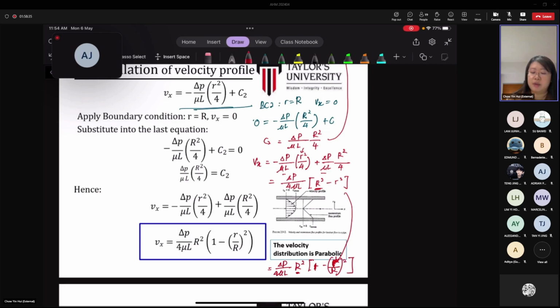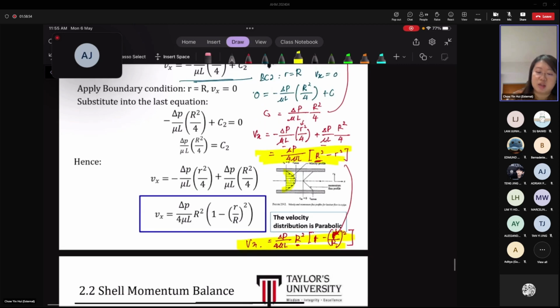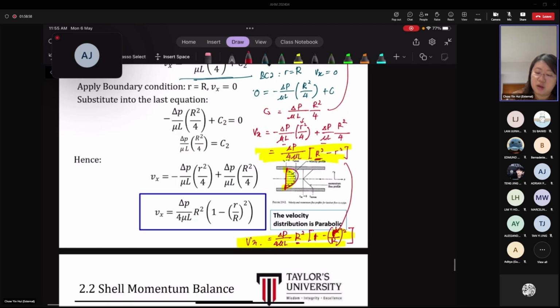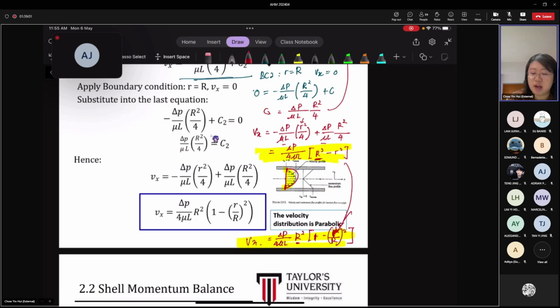So it can be re-expressed in this final form. If you look at it, you have an r squared, so that's why your velocity profile is of a parabolic shape, right? This is the equation, and it's okay to stop here. It is the equation you can use to describe the velocity profile for a pipe flow. If you substitute r equals some value, you will be able to get the velocity at that radius.